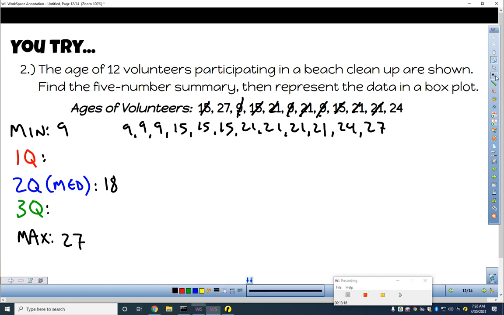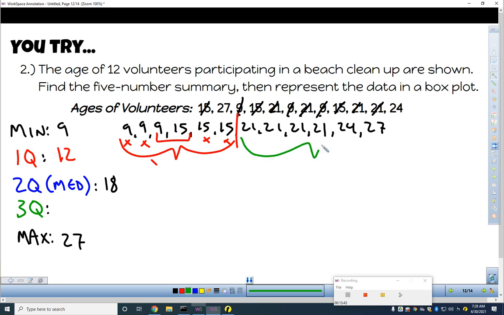And so now we're going to find that first quartile. If this is the middle section, we're going to find the median of the lower half. We're going to have a median halfway between 9 and 15. So the first quartile here is 12 years old. The third quartile is the median of the upper half of the data, which is 21 years old.